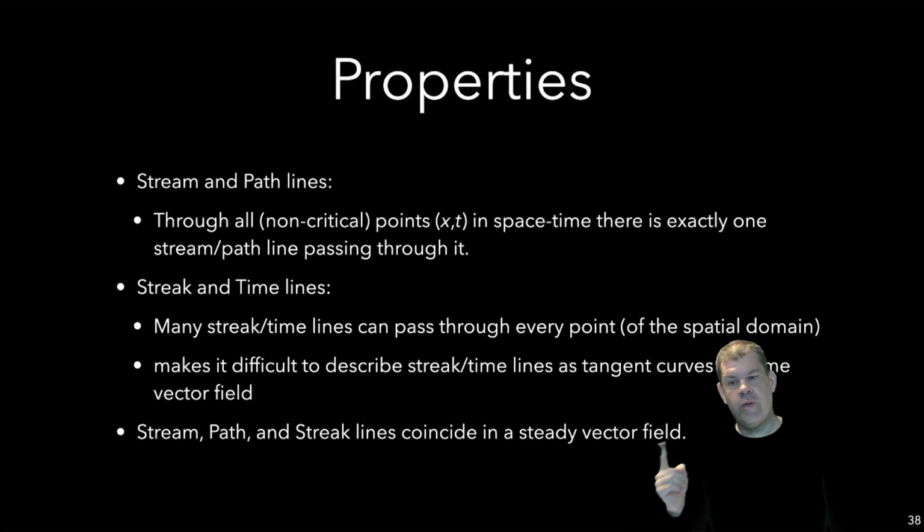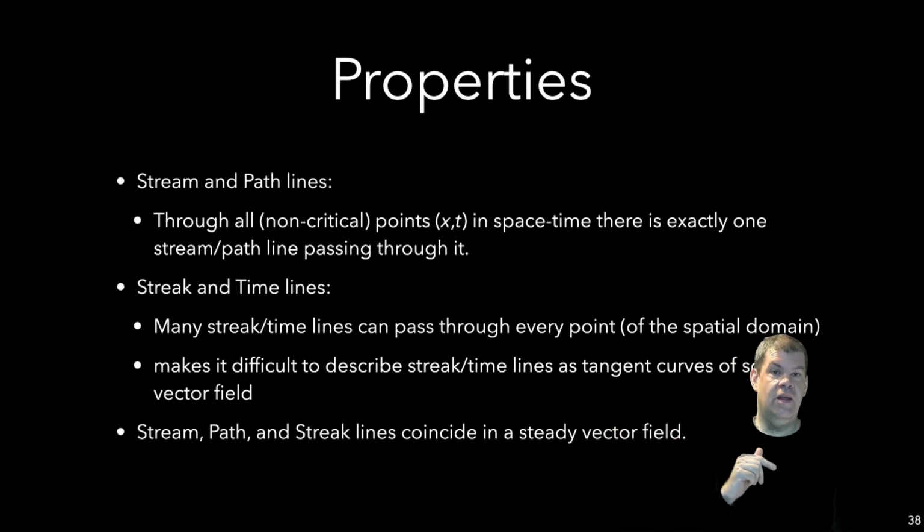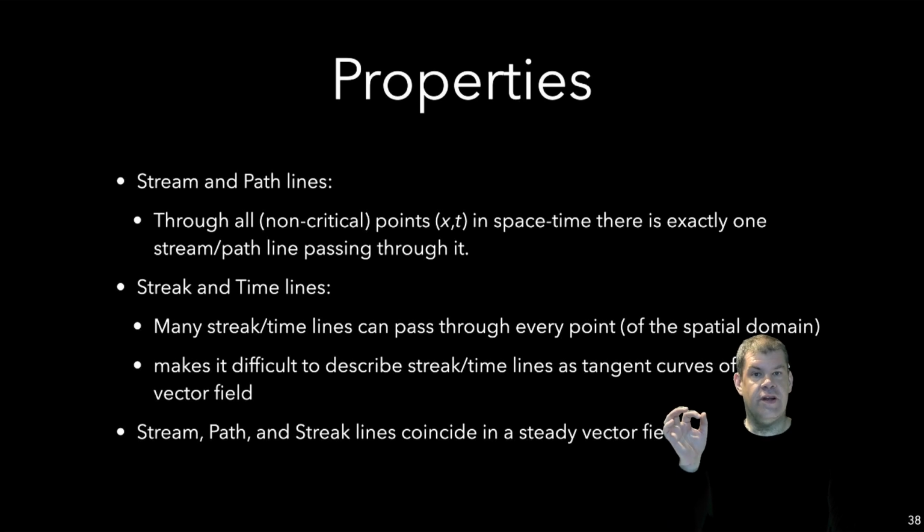What's also important, and I've mentioned this a couple of times, is that the three things, streak lines, streamlines, and path lines, coincide in a steady field. Even though they are described differently and computed differently, if the flow is steady, you get the exact same result, the same line. They sit on top of each other. Okay, so those are the mathematical properties.